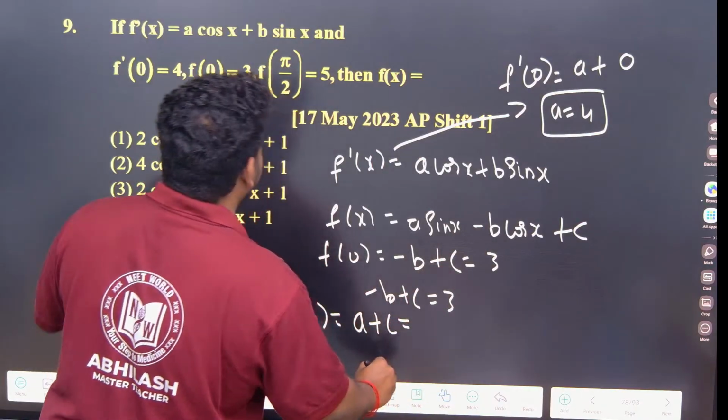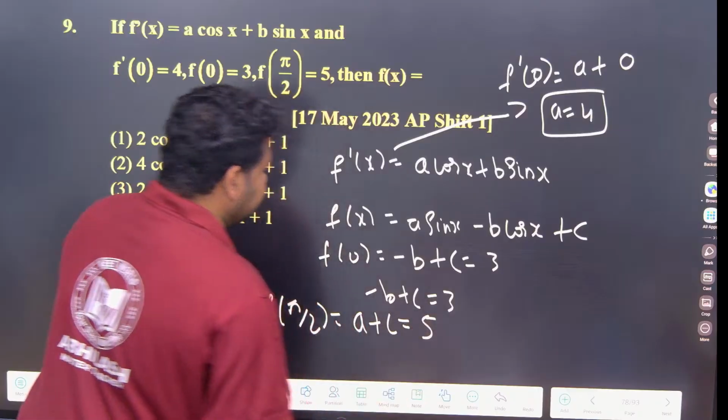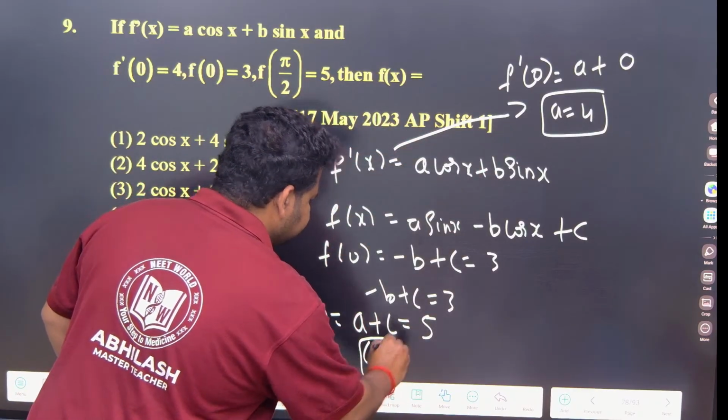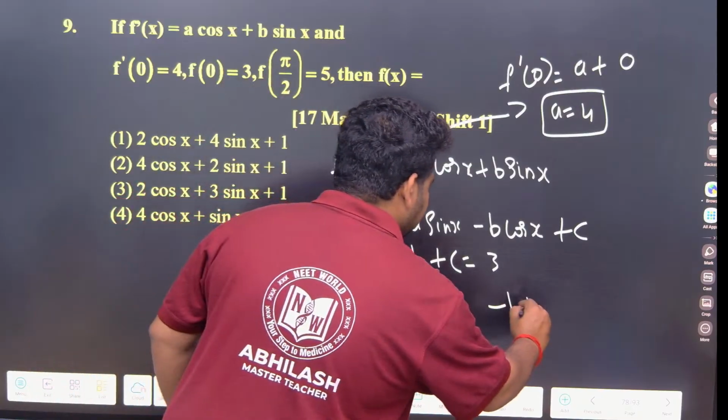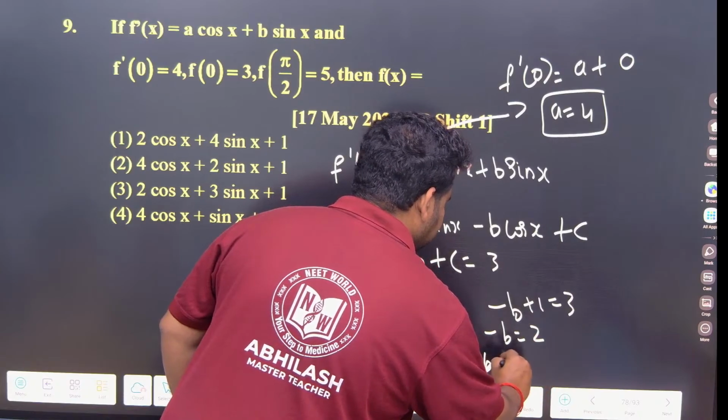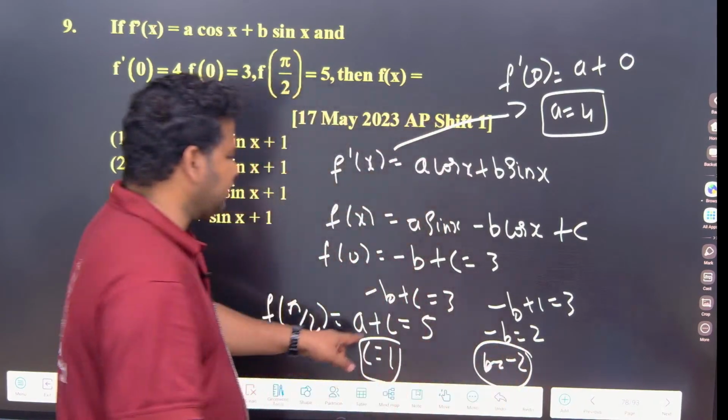This is equal to what? F of pi by 2 is what? 5. Okay, but A value already we got 4. So C value will be 1. So minus B plus 1 is equal to 3. Minus B is equal to what? 2. So B is equal to what? Minus 2. So we got A value, B value, C value.